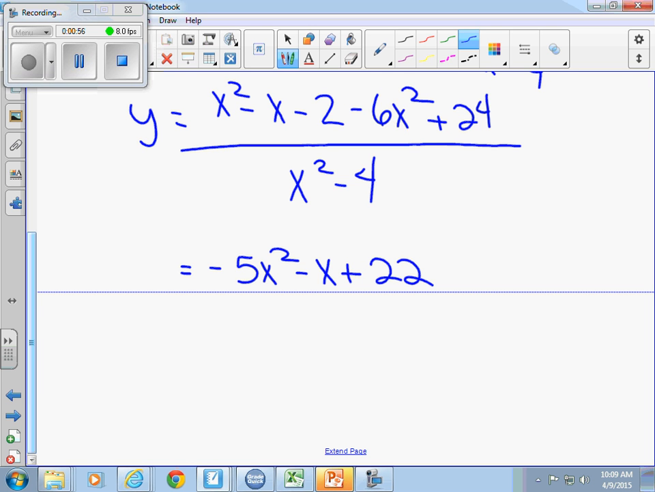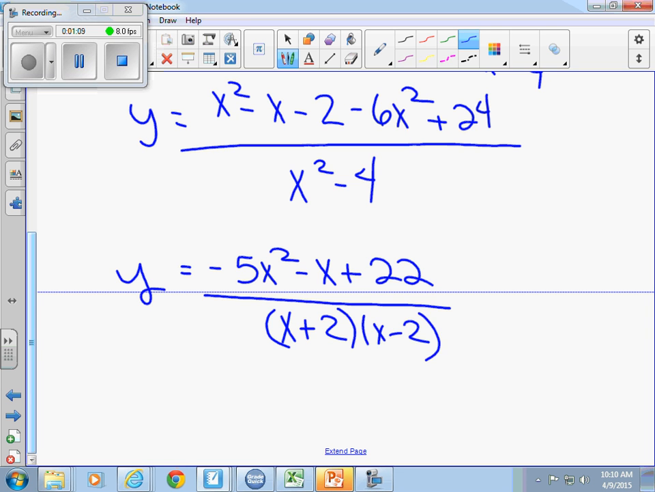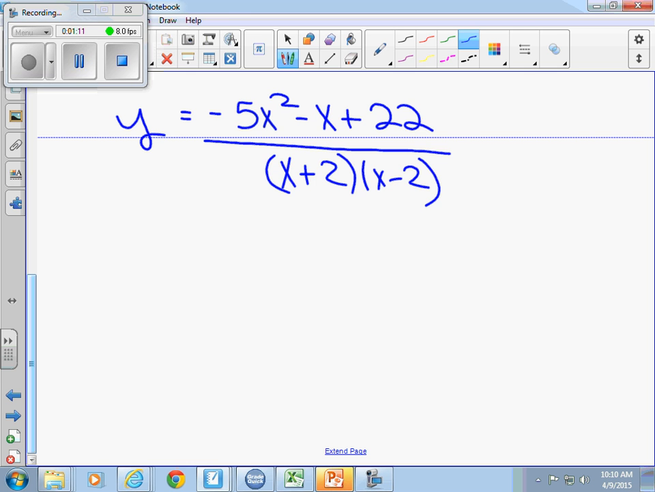That look right? Any questions about that so far? I am going to factor the denominator. I'm going to hold off on factoring that numerator for two reasons. One, it looks pretty challenging, and two, I'm not sure. We'll see what we need to figure out on that.